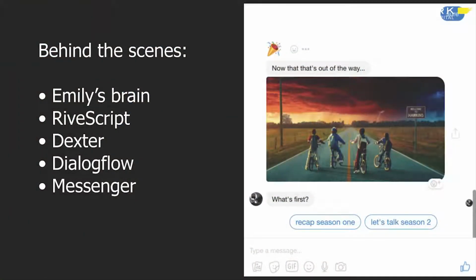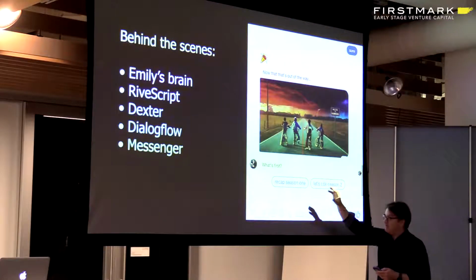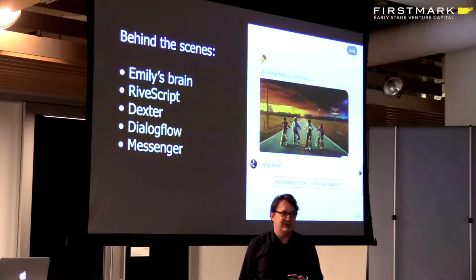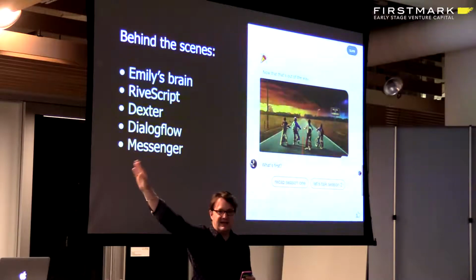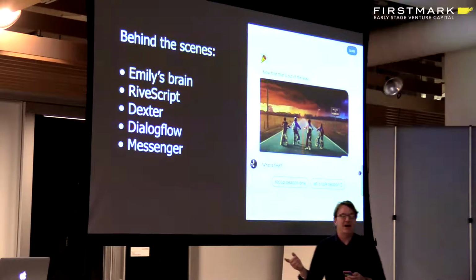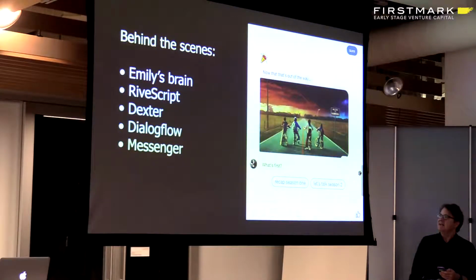So our stack, in a sense, or flow, is Emily's brain. She's watching the shows and coming up with the ideas. We write it in RiveScript. RiveScript, we put those text files onto Dexter. Dexter is an authoring tool out of BetaWorks, just down the road a little bit. And we've decided to use them as our bot authoring tool, mainly because of what I was saying about it being writer-based, but we also looked at about 24 different authoring tools, and that's the one we decided to pick.